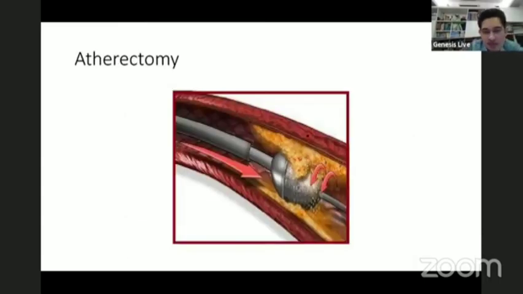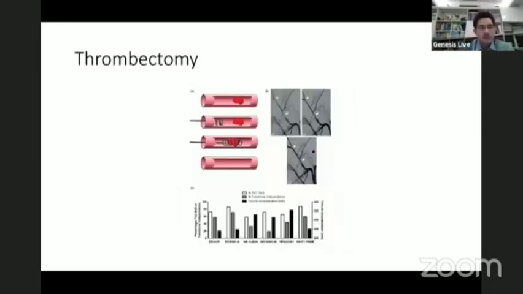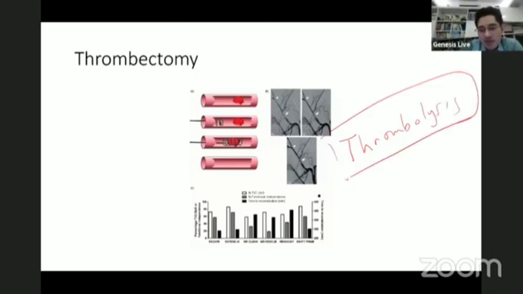Atherectomy, these are special devices which remove the atheroma in a vessel. Thrombectomy. What is done over here? If there is a thrombosis, a thrombus may be removed, sometimes surgically. Thrombolysis is another thing that we also do. What is this? We use some sort of chemicals.